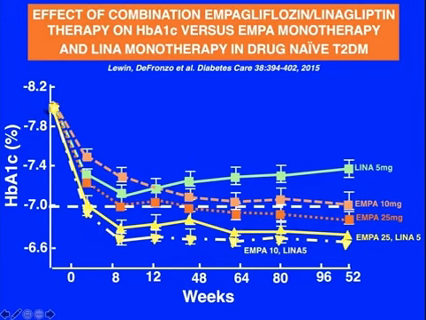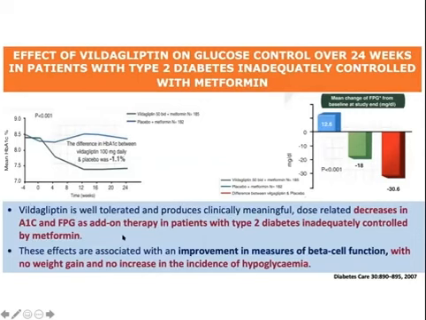These people are pretty well controlled for most people in the world. They're starting at an A1C of 8, and they're ending up down here with an A1C of about 6.7, which is quite nice. So this is a very, very nice combination. Now, what about vildagliptin? So this now shows you the effect of vildagliptin on glycemic control in type 2 diabetic patients who are inadequately controlled on metformin.